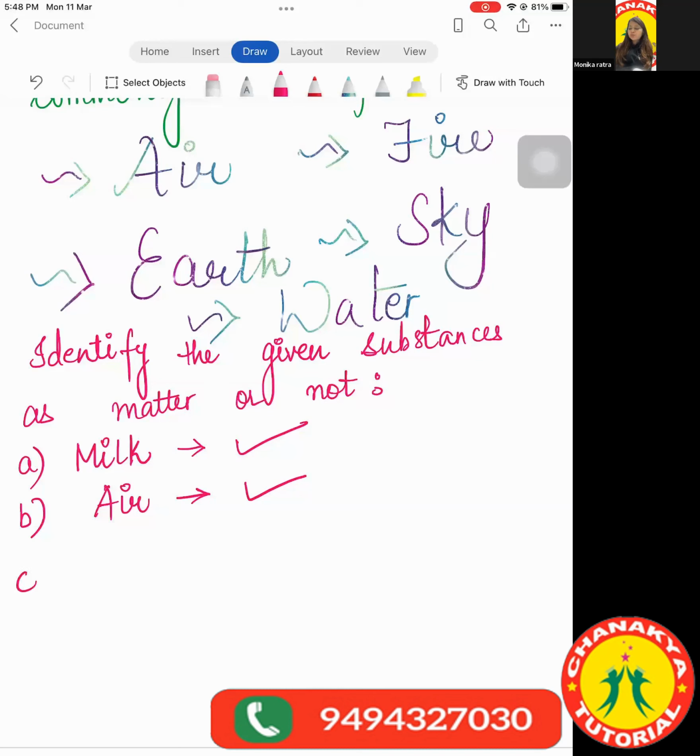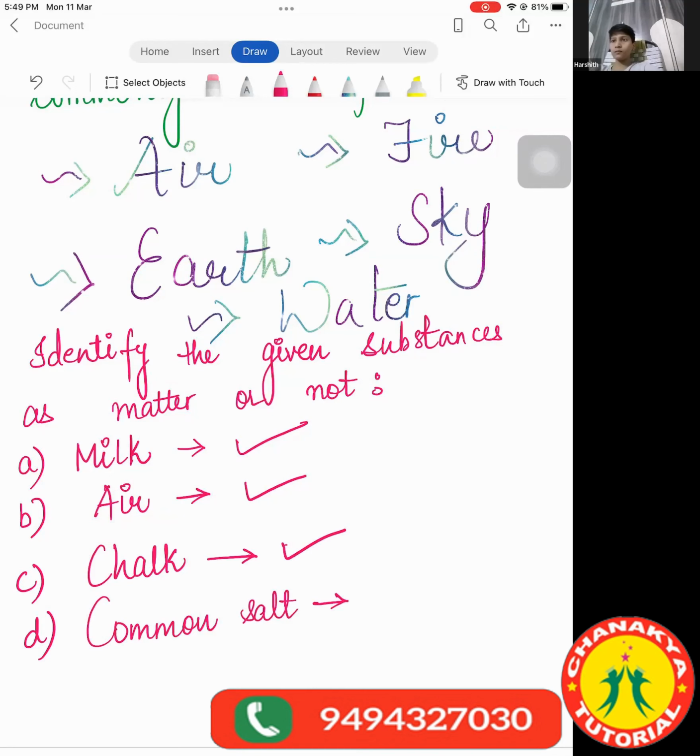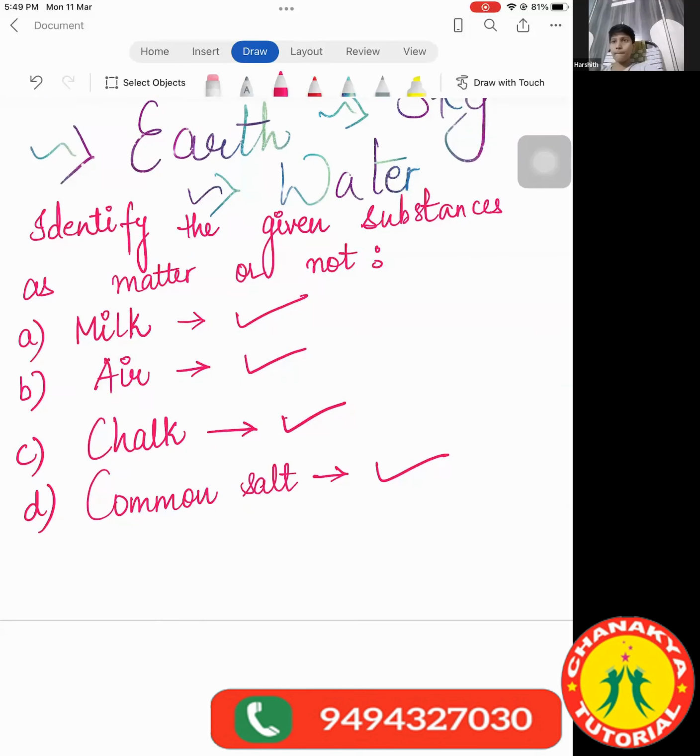Aksha, let's come to you. An easy question, I think. What about chalk? Yes, ma'am, it's matter. Next, Harshit, tell me about common salt. Do you know what is common salt? Ma'am, it's matter. It is matter, but do you know what is common salt? Sodium chloride, and it's the usual salt which we eat at our home. That is common salt. Fine.